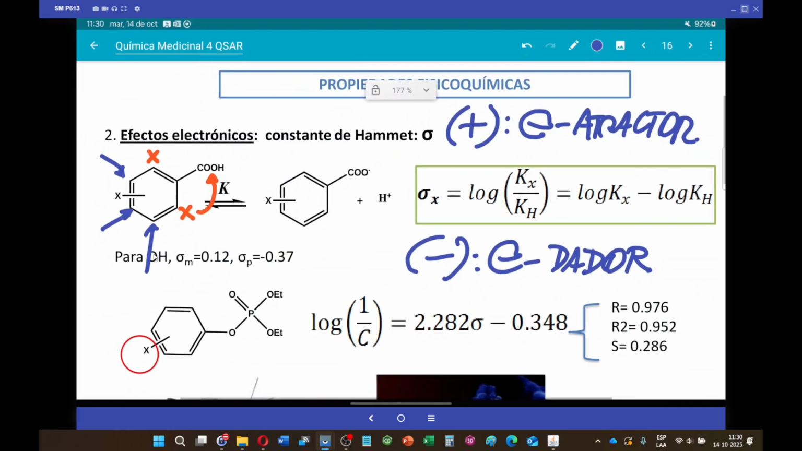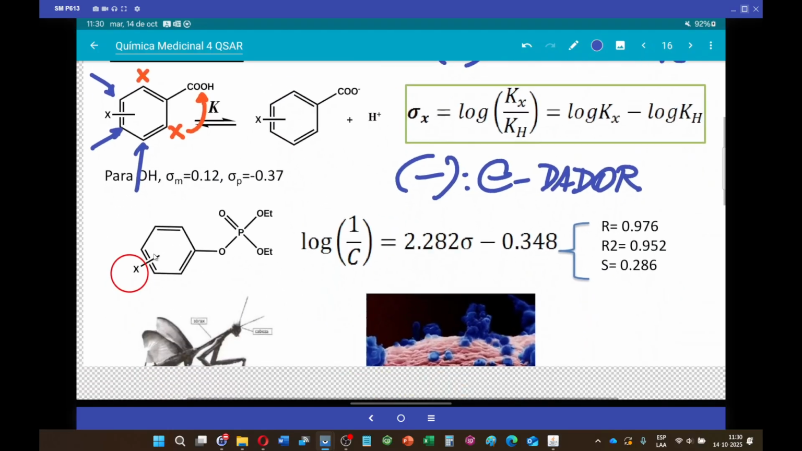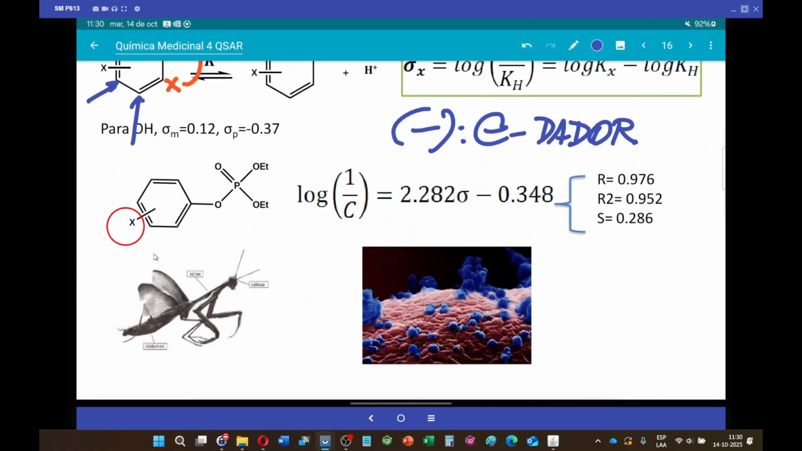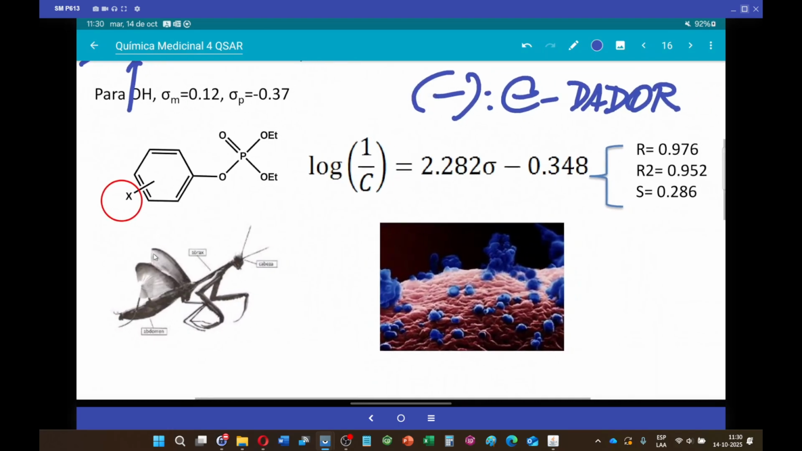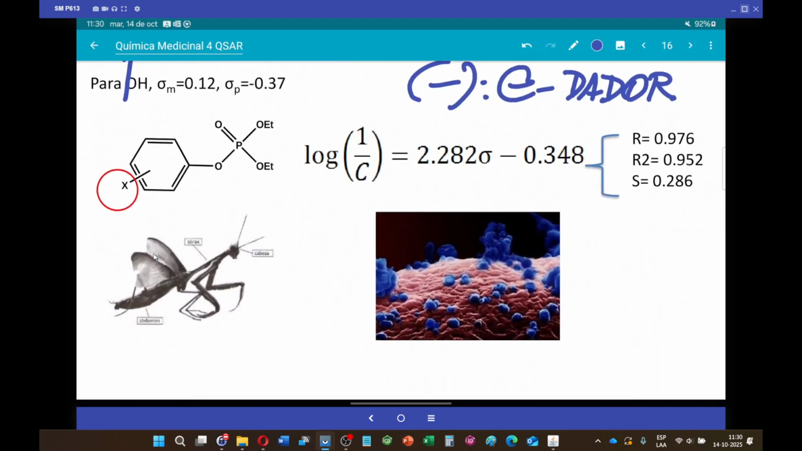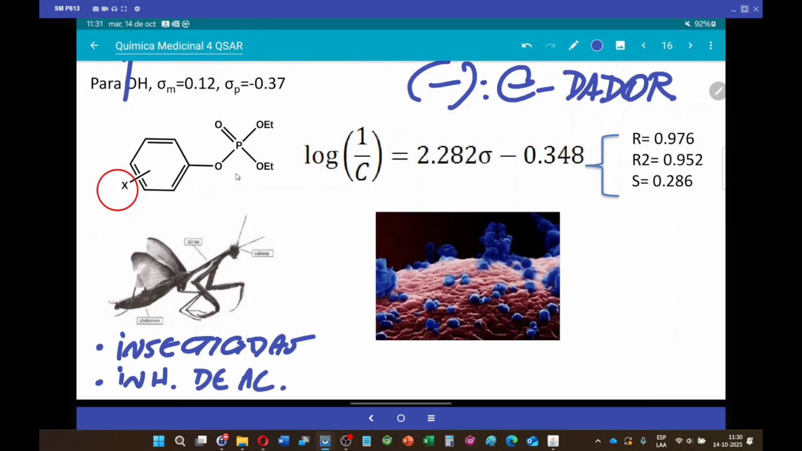What is the problem that we had here? We have this type of molecule with this QSAR equation that was found. It allowed two things. First, this equation has allowed the development of modern insecticides, which is why I have this image. And secondly, it also allowed the development of inhibitors of acetylcholinesterase.